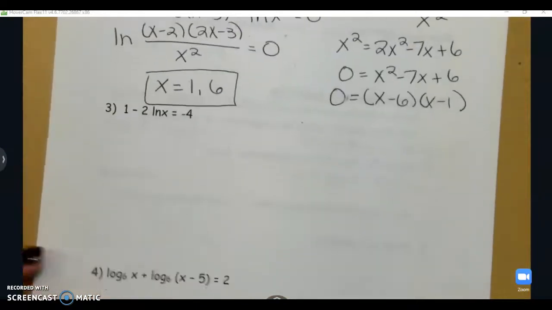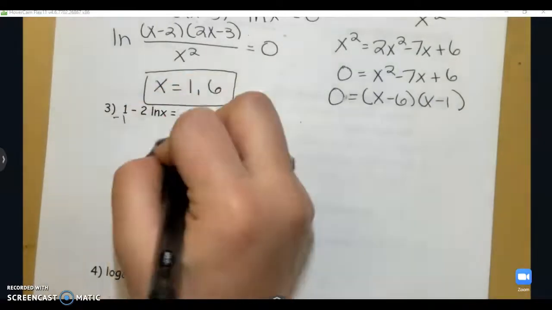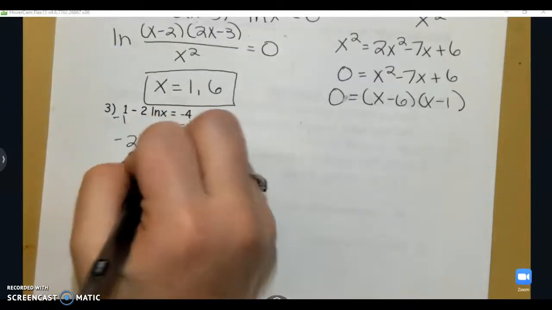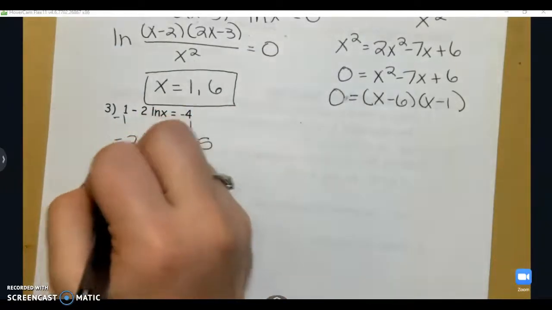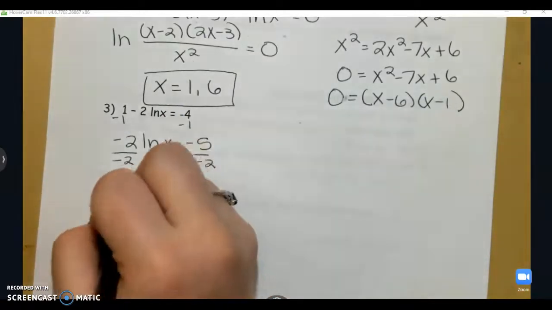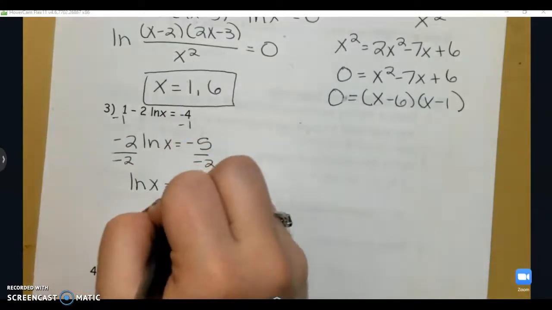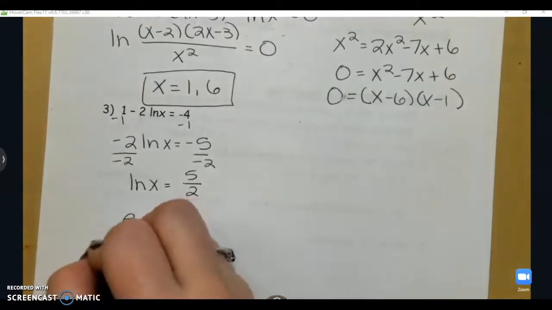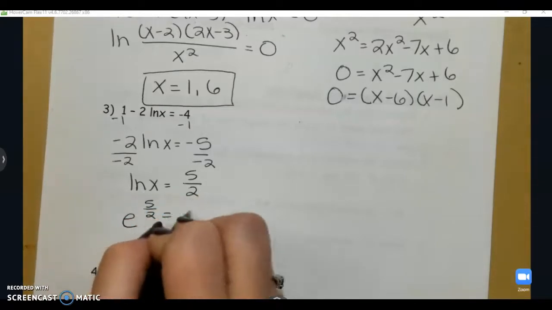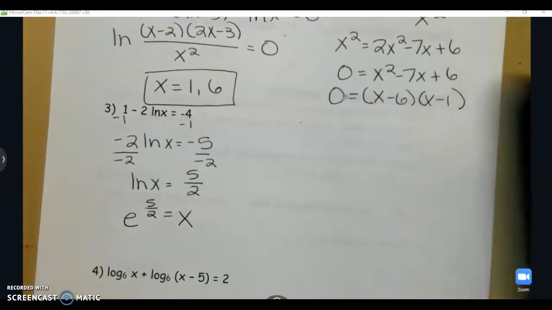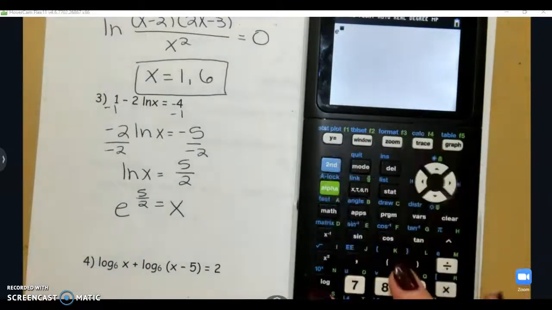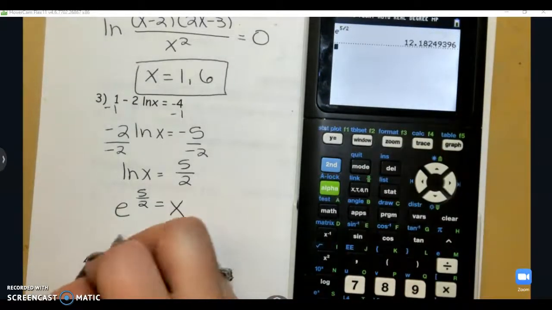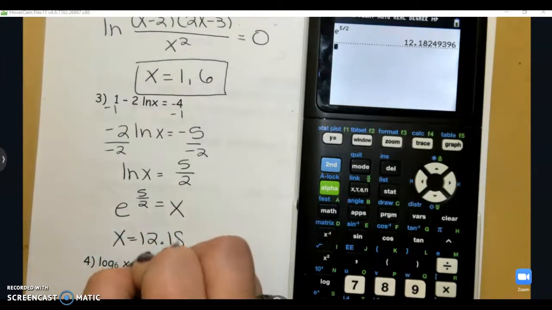All right, number 3, 1 minus 2 times the natural log of x equals negative 4. I first want to isolate my log, so I'm going to subtract 1. So negative 2 times the natural log of x is equal to negative 5. And now I can divide by that negative 2. And so the natural log of x is equal to 5 over 2. Now I'm ready to write this as an exponential. My natural log base is e, so e to the 5 over 2 power is equal to x. And I can type that into my calculator. E to the 5 over 2 power, and we find that x is about 12.182.